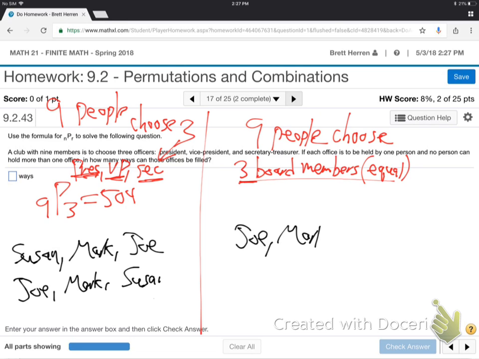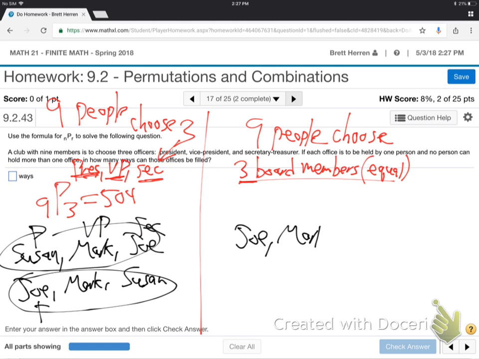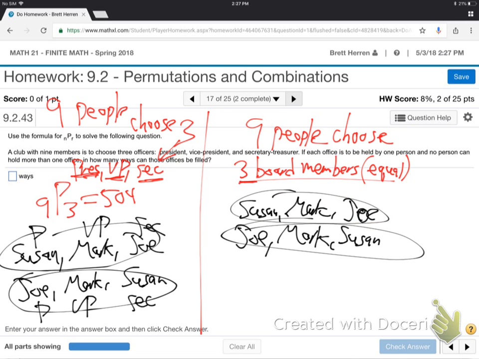That would be a different setup, right? This result would be different than that result because this is president, vice president, secretary, president, vice president, secretary. Those are different results, aren't they? Whereas over here, if I go Joe, Mark, Susan, or I go Susan, Mark, Joe, who cares? Those 3 are on the committee. We don't care what order they were picked in. They're on the committee. Right? Y'all seeing what I'm saying there?